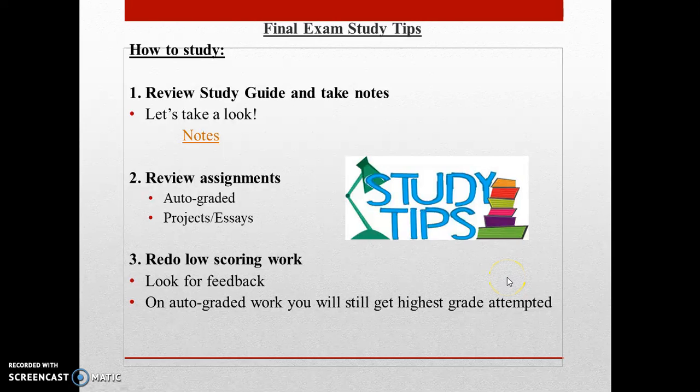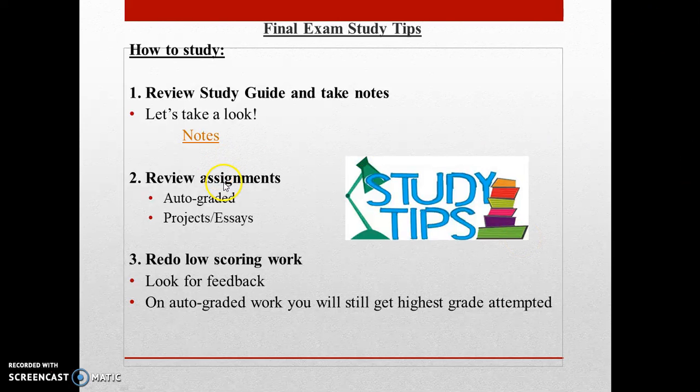Okay, this is part 2 for the Current World Issues Semester 1 final exam study session. So we have just talked about how to take notes based on the final exam study guide. Now let's go ahead and take a look at a couple of other things that you should be reviewing.